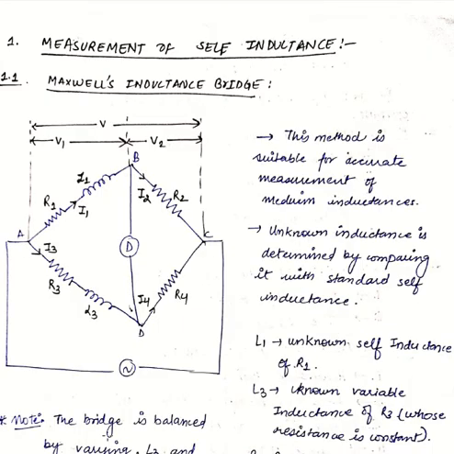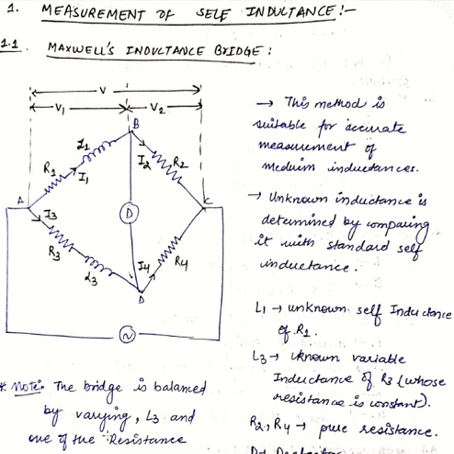Now we'll start from our topic, measurement of self-inductance. And the first AC bridge we'll learn is Maxwell inductance bridge. Here is the bridge diagram. There are four arms in which R1 L1 is there, R3 L3 is there. In arm 2 R2 is there, in arm 4 R4 is there. This method is suitable for accurate measurement of medium inductance.